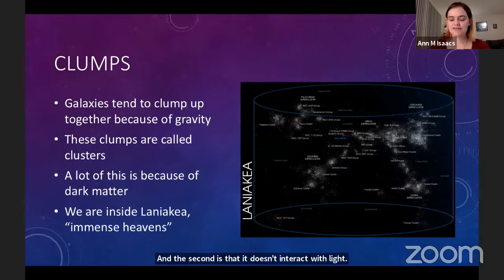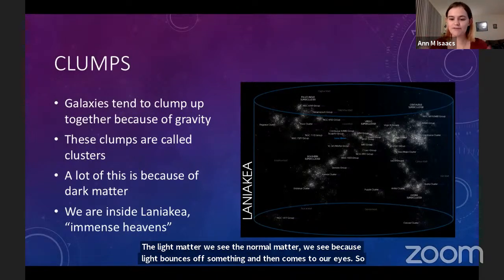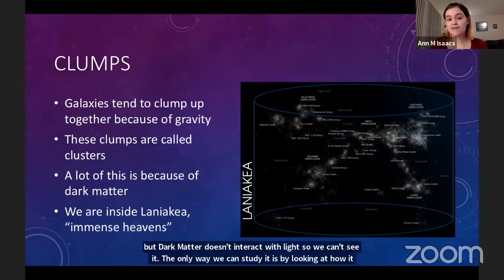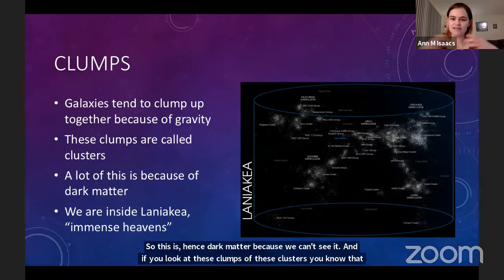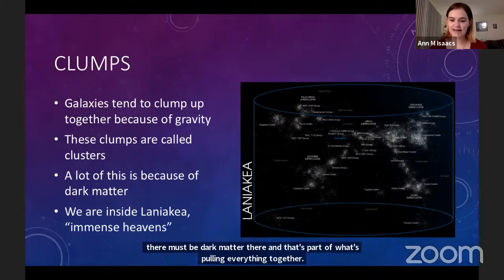And if you look at these clumps, at these clusters, you know that there must be dark matter there, and that's part of what's pulling everything together. In fact, we currently estimate that dark matter is up to 25% of the universe, possibly even more, and normal matter only makes up about 4 to 5%. So if we're looking at these big clusters, it's not just the matter we can see, all of these galaxies and stars and hot gas, it's all this dark matter we can't see that's drawing everything together.